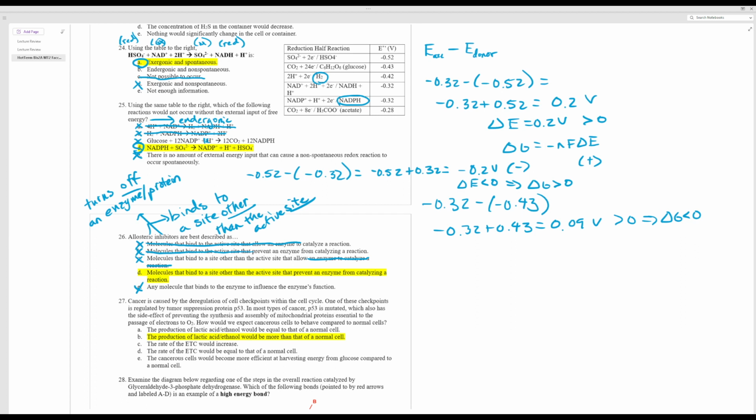So that's wrong because we're specifically talking about inhibitors. So that takes us to answer choice D, molecules that bind to a site other than the active site that prevent an enzyme from catalyzing a reaction. That hits the allosteric part and the inhibitor part.